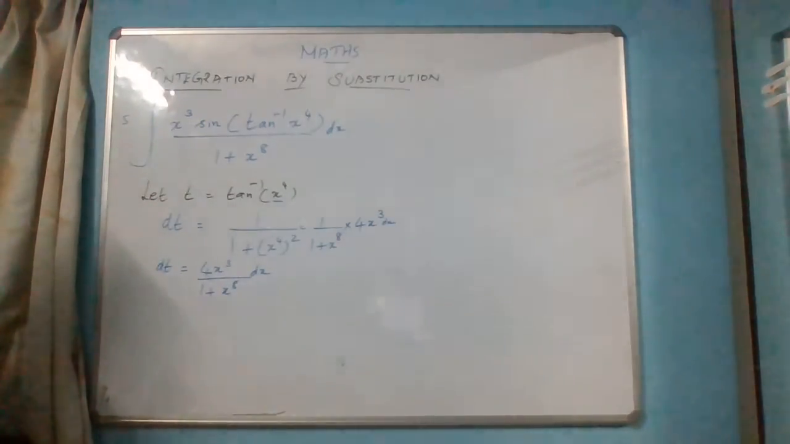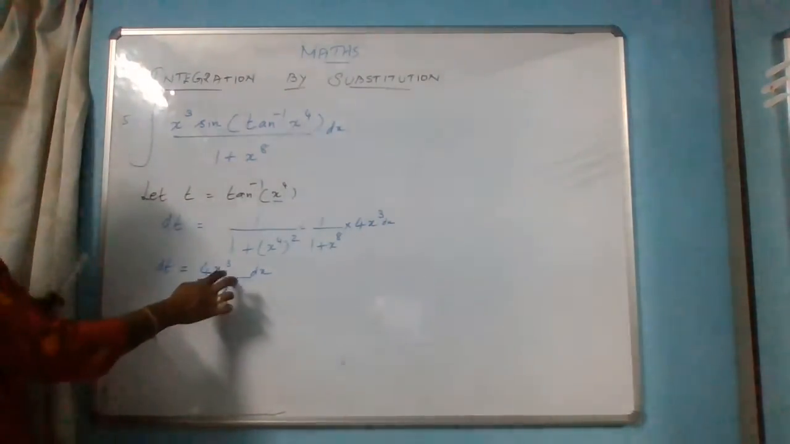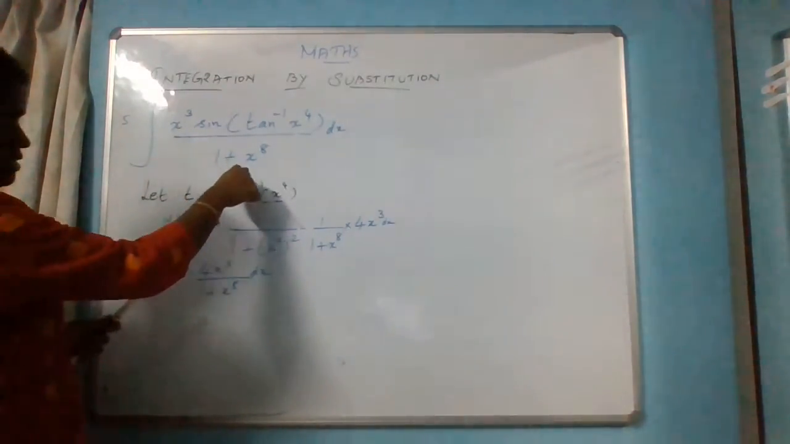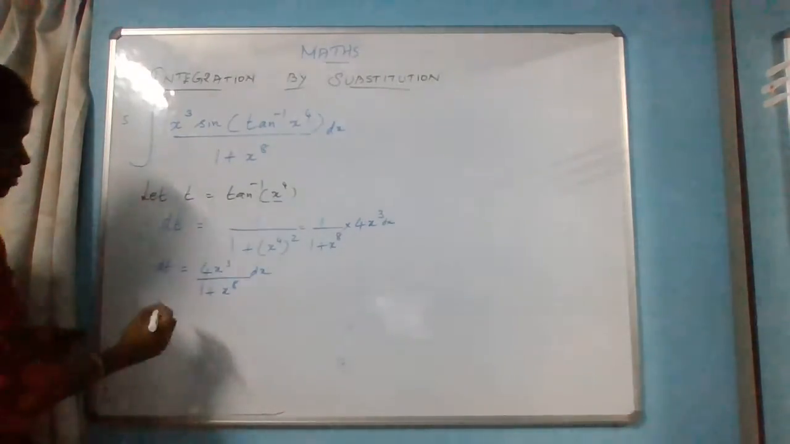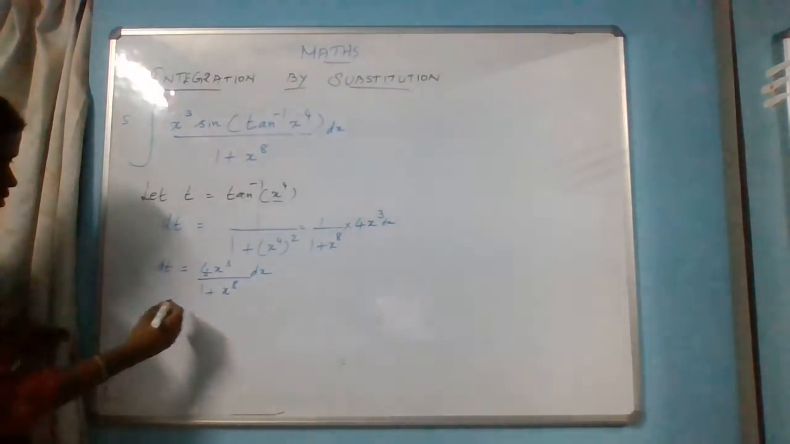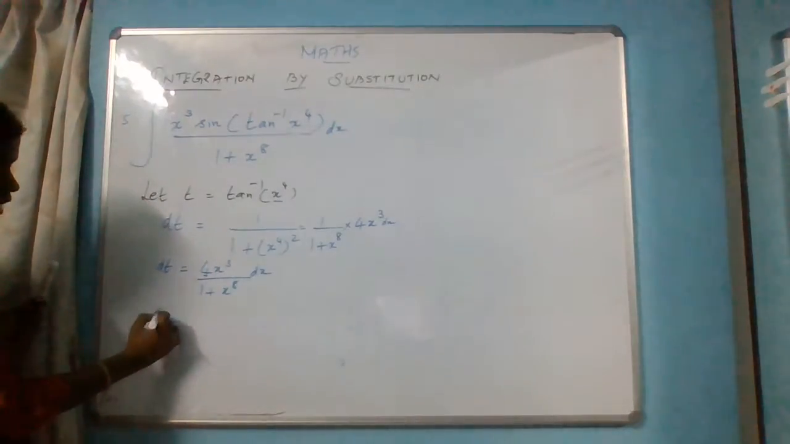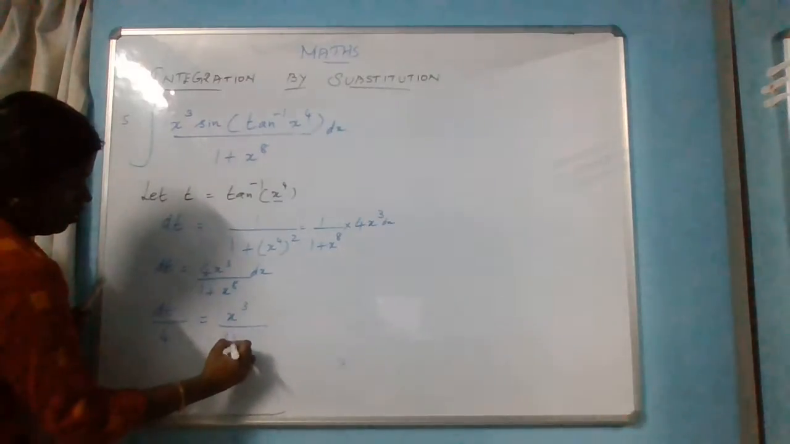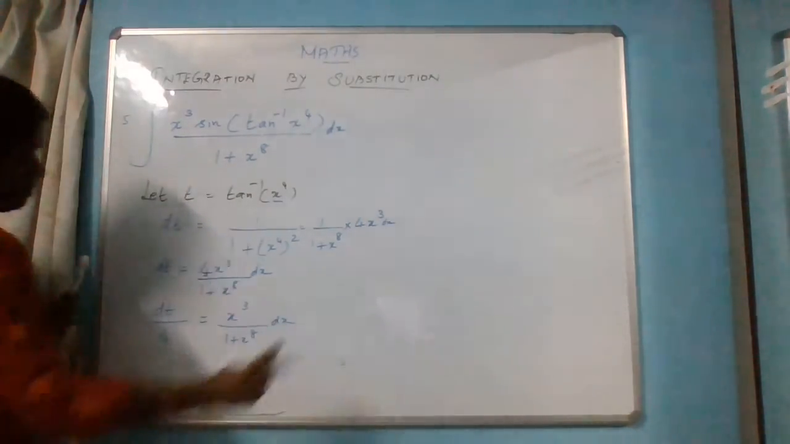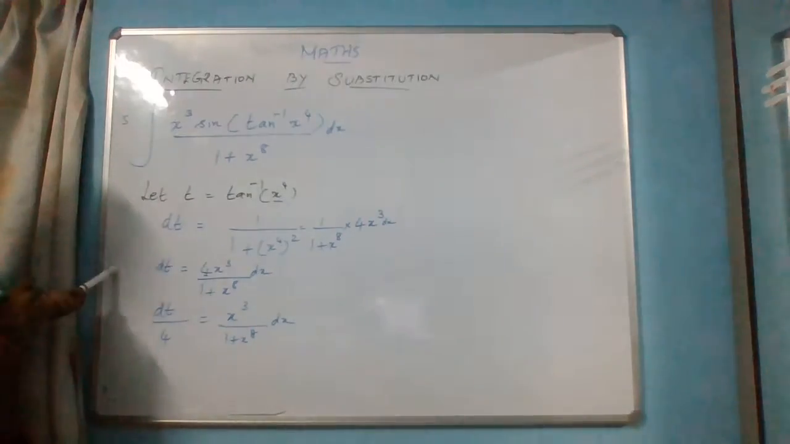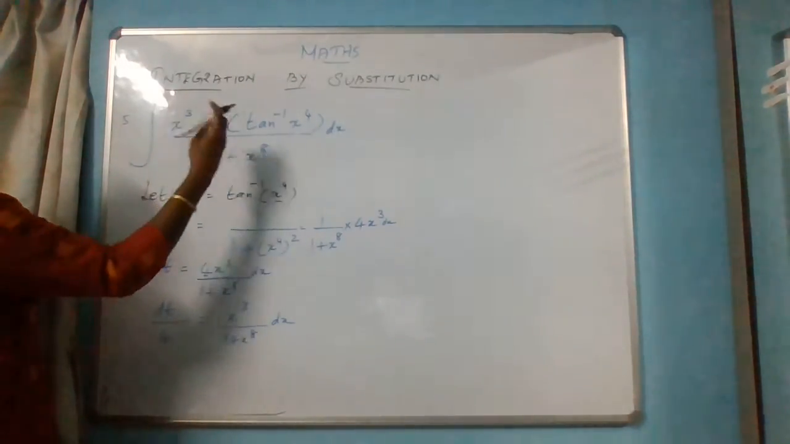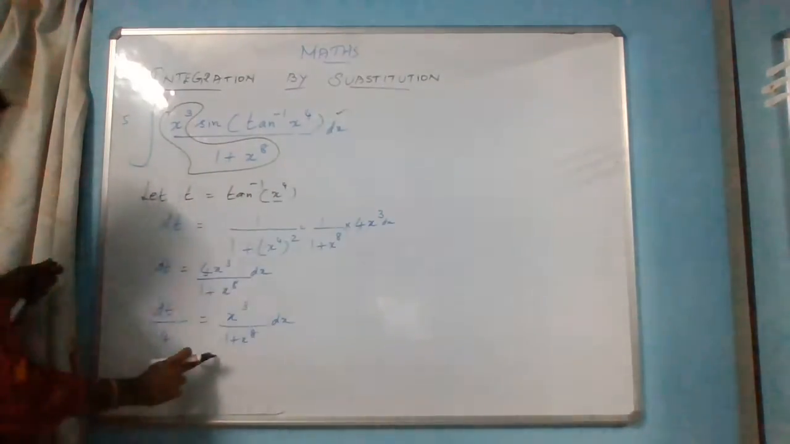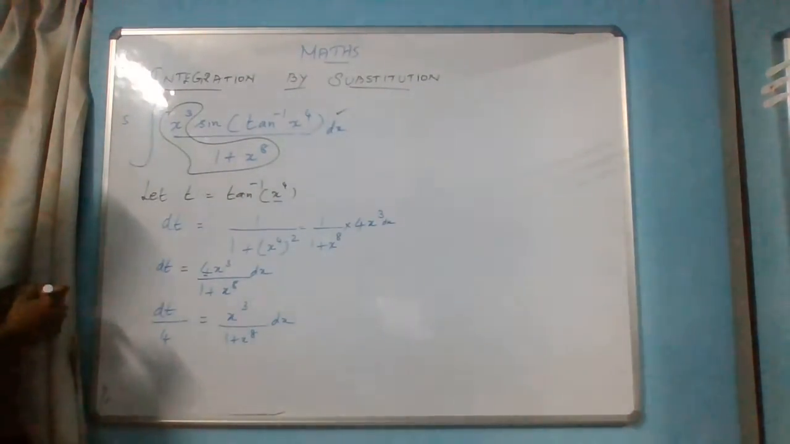Let me see where I have a term like x cubed by 1 plus x power 8 and dx. Here x cubed is there, 1 plus x power 8 is there, and dx is there, so easily you can spot it. Only this 4 is extra. When I bring this 4 down, I get dt by 4, which is x cubed by 1 plus x power 8 into dx. So the entire term with x cubed, 1 plus x power 8 and dx gives me dt by 4.